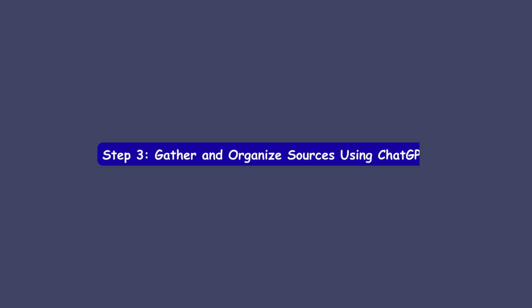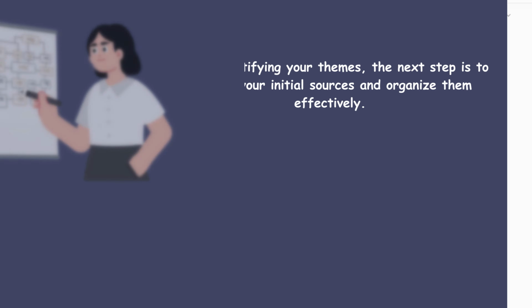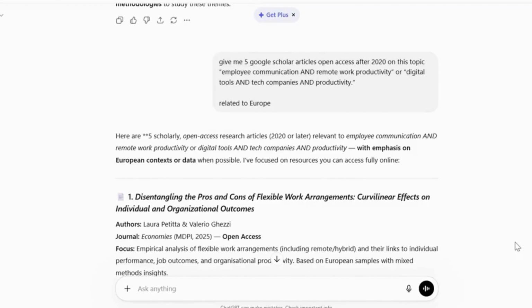Step 3. Gather and organize sources using ChatGPT. After identifying your themes, the next step is to gather your initial sources and organize them effectively. A practical way to do this is by combining ChatGPT searches with Google Scholar to streamline your process. Start by using your keywords or theme on ChatGPT.